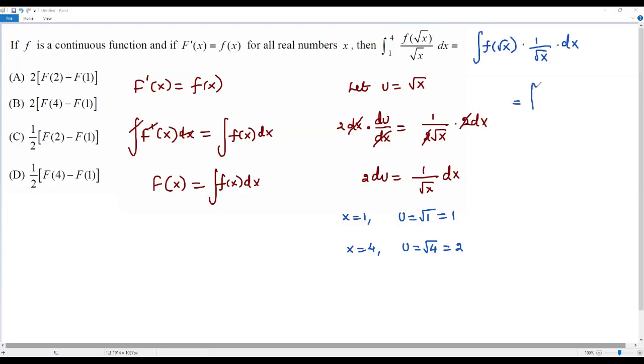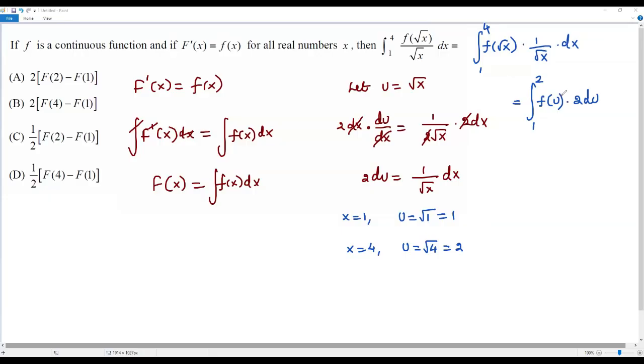Okay, now let me write. In this integration we can write the same limits 1, 4 because still the integration is in the variable x. Now I'm going to change this complete integration into the new variable. For the square root of x we can plug in u, f of u, and for this 1 over square root of x times dx we can plug in 2 times du. Now we got the complete integration in terms of the new variable u. Now we have to take the limits of the variable u, that is 1 is the lower limit and 2 is the upper limit, 1 to 2.